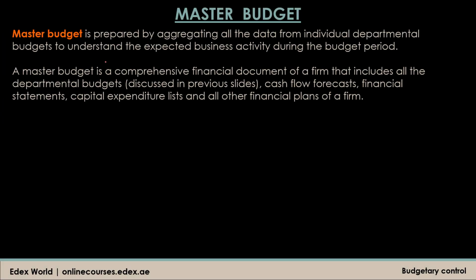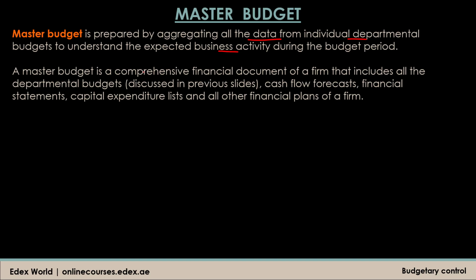And finally, we have the master budget. A master budget is prepared by summing up or aggregating all the departmental budgets that we've seen. We've seen the sales budget, the production budget, the purchase budgets, then there can be labor budgets, then there is cash budget. All of this when compiled together, and along with that budgeted financial statements when we present, that entire set is called the master budget. So master budget is prepared by aggregating all the data from individual departmental budgets to show or to understand what is happening at the organizational level during that budget period.